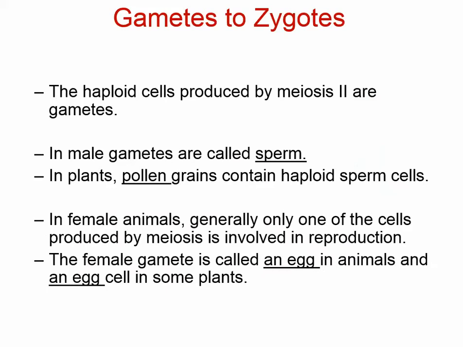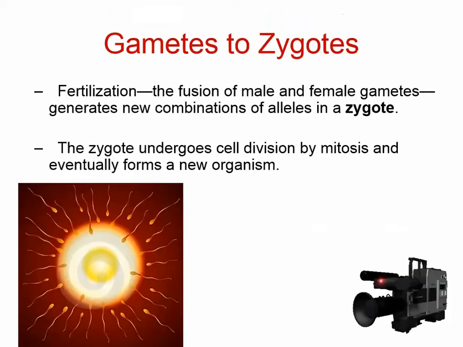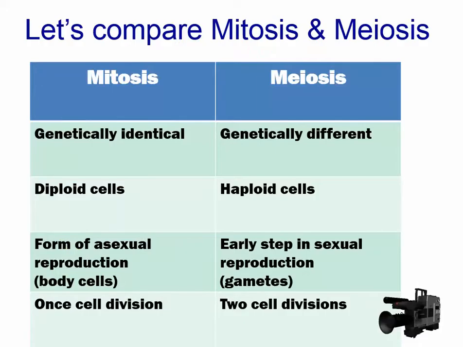In males, remember, gametes are called sperm. In plants, pollen grains are what contain the sperm cells. In females, generally only one of the cells produced by meiosis becomes the gamete. The female gamete is called an egg, or an egg cell in some plants. The fusion of the male and female gametes forms a zygote. This zygote undergoes cell division by mitosis, and it eventually forms a new organism.